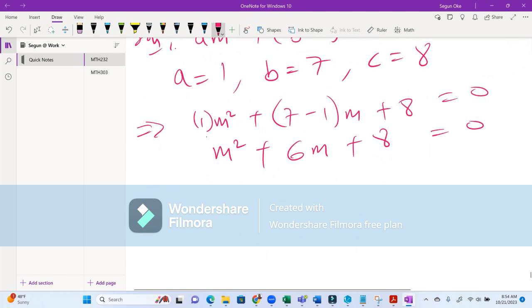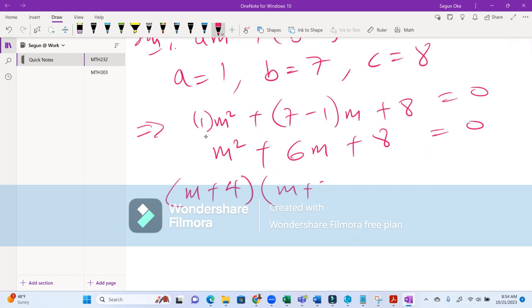When you factorize this, what do you have? What can it give us? Two numbers that multiply to give 8, and when you add them together, give you 6. It is 2 and 4. 4 and 2.